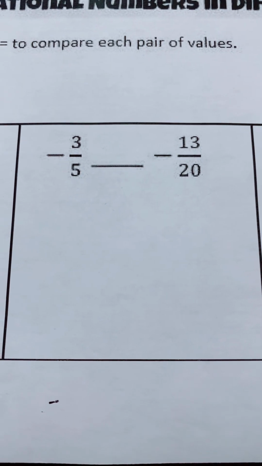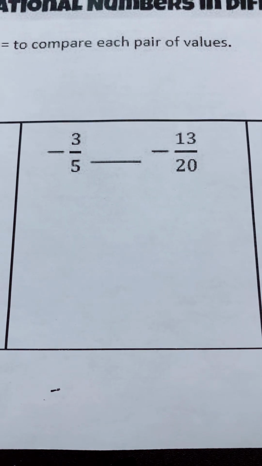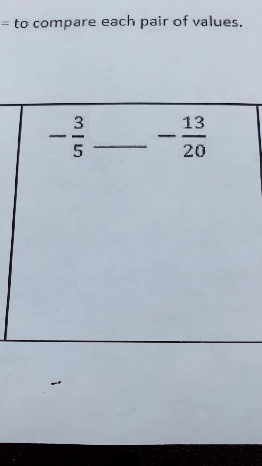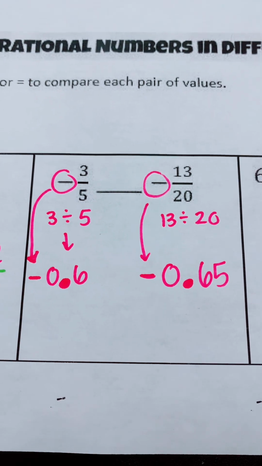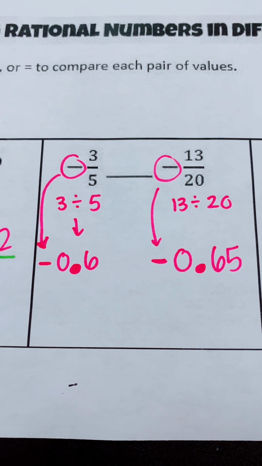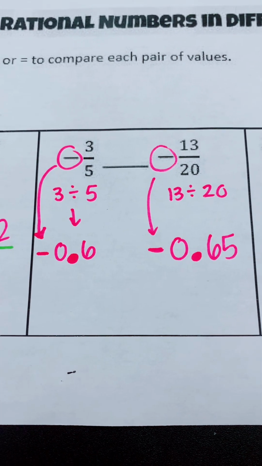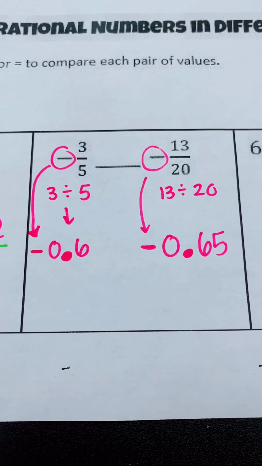Looking at the next example, we have two fractions. Both of them are negative. To compare fractions, especially when the denominators are not the same, I like to turn them into decimals. To turn fractions into decimals, you divide the numerator by the denominator, or 3 divided by 5 in this first situation, and 13 divided by 20 in the second situation.